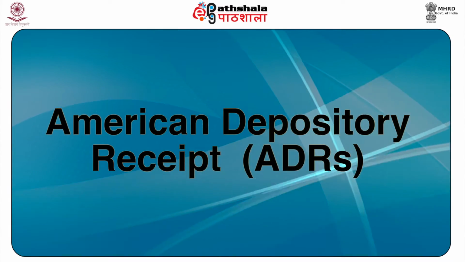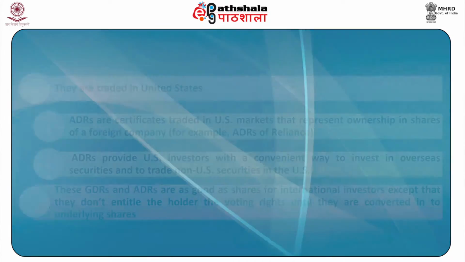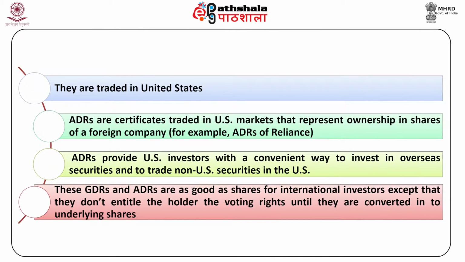And American depository receipts or ADRs. They are traded in the United States. ADRs are a form of instruments like GDRs which are traded in US markets only. It represents ownership of shares of any foreign company, for example ADRs of Reliance. ADRs provide US investors with the easiest way to invest in non-US securities in their home country itself, which is traded on the US stock exchange like NYSE or NASDAQ.